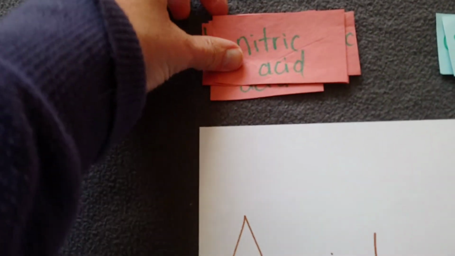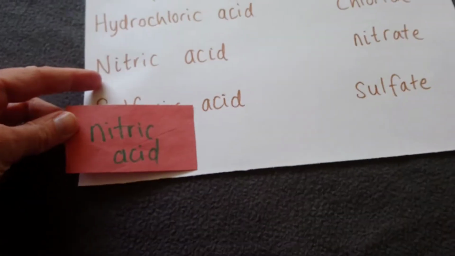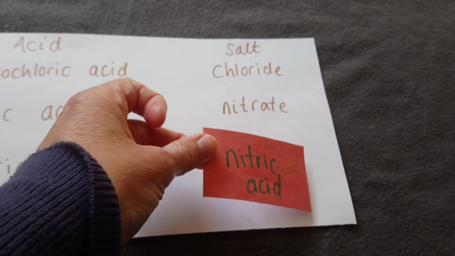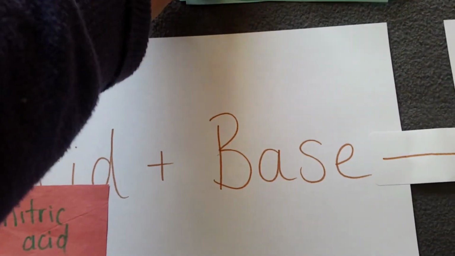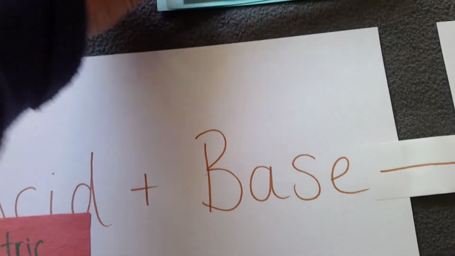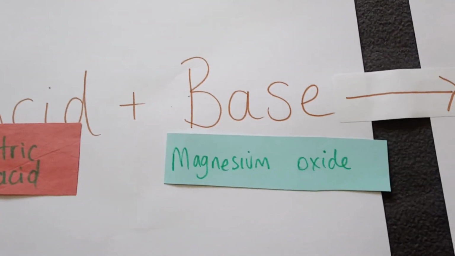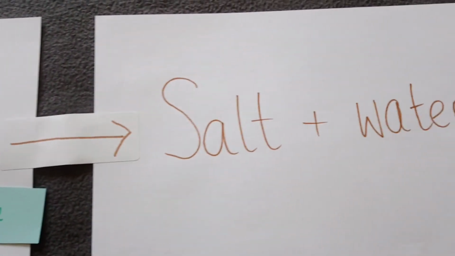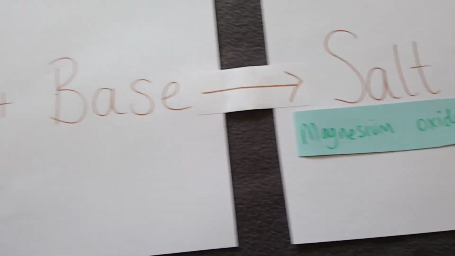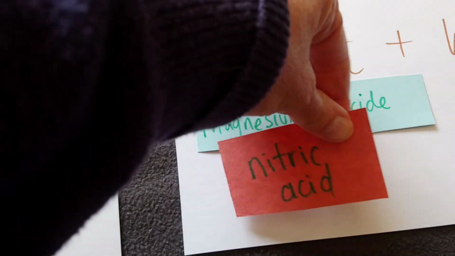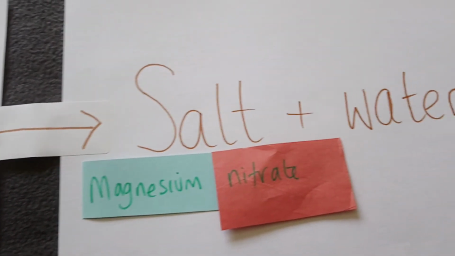All right, let's try another one. Here I've got nitric acid. Remember, nitric acid will always form a nitrate. So here's our acid, nitric acid. Let's take magnesium oxide this time. So nitric acid and magnesium oxide, they react to form a salt and water. What's the name of the salt? It's going to be magnesium nitrate plus water.